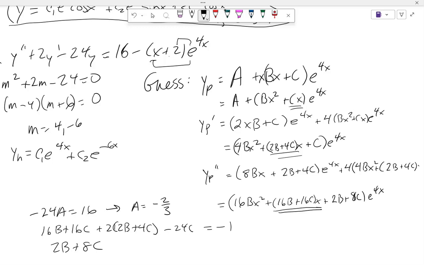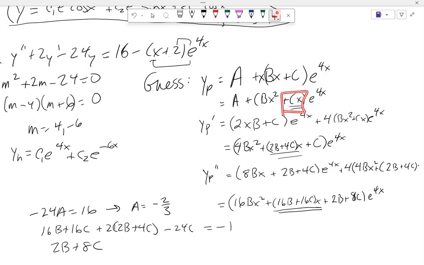Let's go through that again since I messed up earlier and I'm a little bit flustered. Let's go back to this here and make sure I didn't do anything. Here is the x term that's in the second derivative. Here is the x term that's in the first derivative. Here is the x term that's in the original function. So 16b plus 16c plus 2 times 2b plus 4c plus c, minus 24c.